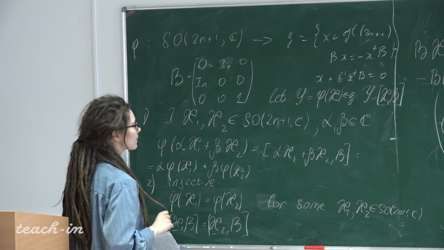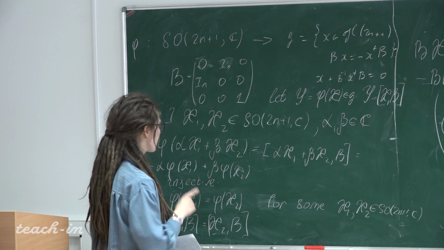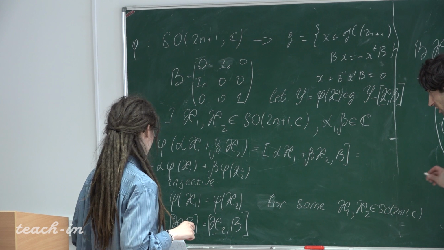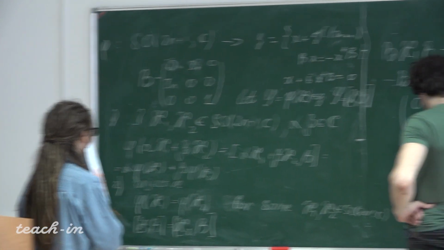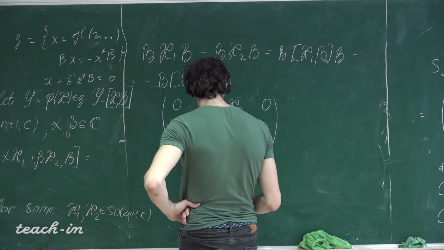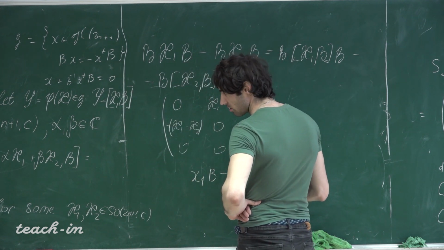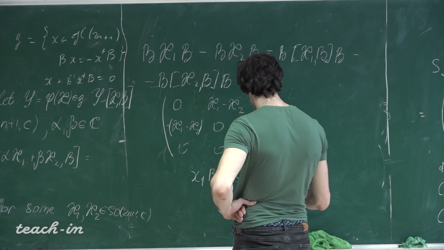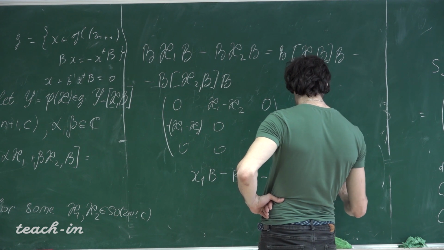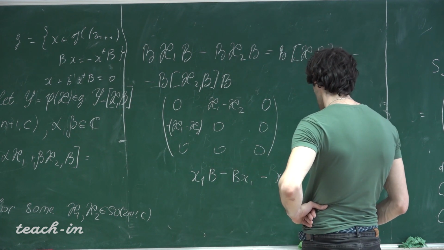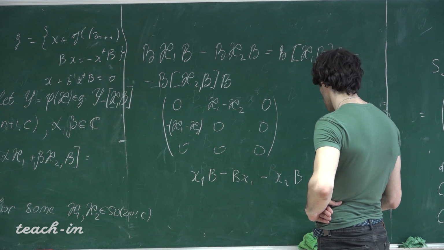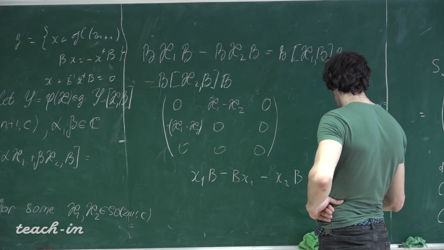I think you actually moved... One second. Yeah, it was 0. So you have x1 b minus b x1, right? Minus x2 b plus b x2. Right, if you multiply, so this equals 0.